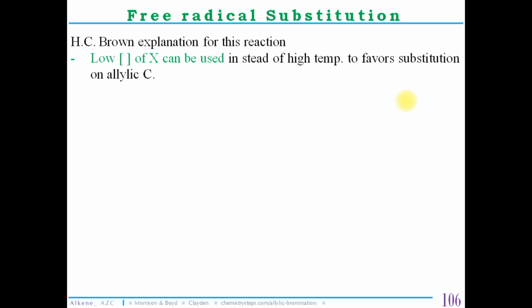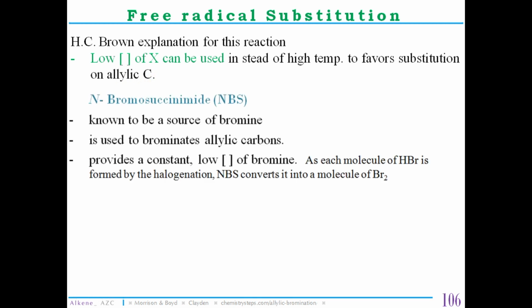H. C. Brown explained this reaction: a low concentration of halogen can be used instead of high temperature to favor the substitution reaction on the allylic carbon. N-bromosuccinimide is known to be a source of bromine. It is used to brominate allylic carbons because it provides a constant low concentration of bromine. As each molecule of hydrogen bromide is formed by halogenation, NBS converts it into bromine.